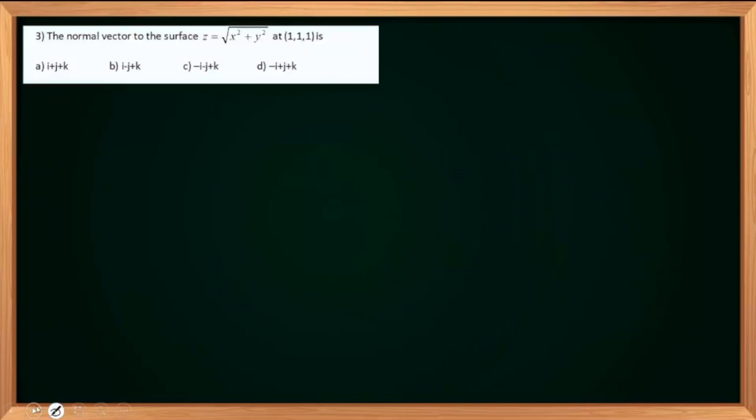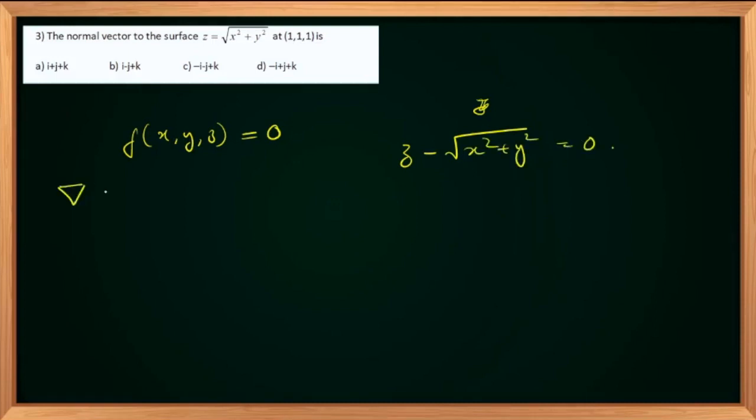Yes. Now, what is the normal vector to the surface z equals x root of x square plus y square at the point 1, 1, 1? When you have a surface like this, you put it in the format f of x, y, z equals 0, which here is z minus root of x square plus y square equals 0. Then find del f and apply it at that point: del f divided by the magnitude of del f, the gradient of the function divided by the magnitude of the gradient. That will give you the normal to the surface.